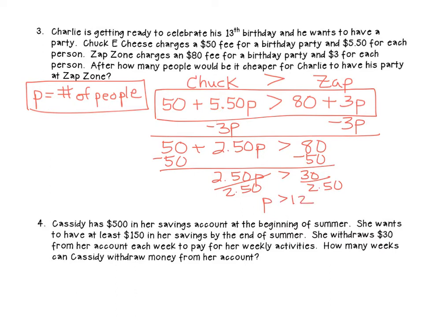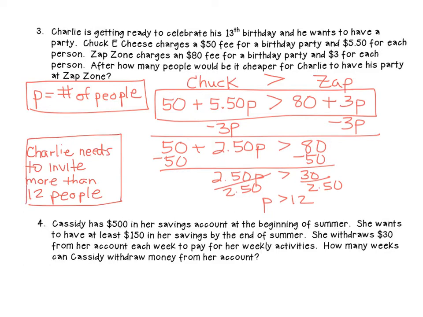Okay, so what did the letter P stand for? It stood for the number of people. So the number of people that Charlie can invite is more than 12 if he wants Zap Zone to be cheaper. So Charlie needs to invite more than 12 people. And if he does invite more than 12 people, then Zap Zone will be cheaper. Okay, and so he'll save his parents some money, and plus he'll get to go to Zap Zone instead of Chuck E. Cheese.